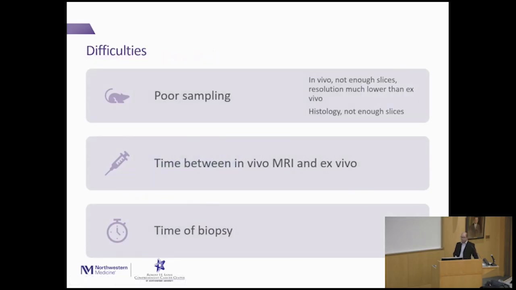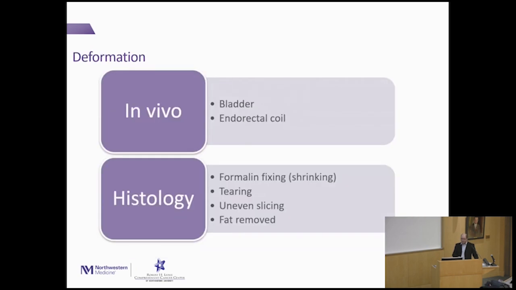So the difficulty in this project, there's poor sampling between in vivo and ex vivo, and the time between the in vivo MRI and when we got the ex vivo sample is usually quite a bit. So we got the ex vivo sample right after the prostatectomy, but that's usually quite a bit after they get their final MRI. And then the time for biopsy is also on a different time scale. And then I mentioned the endorectal coil. I forgot to mention the bladder also pushes the prostate out of the way.